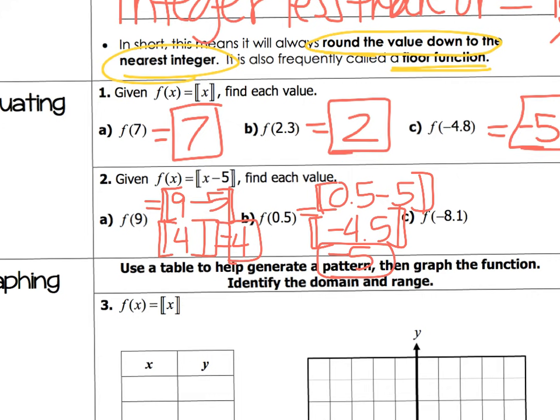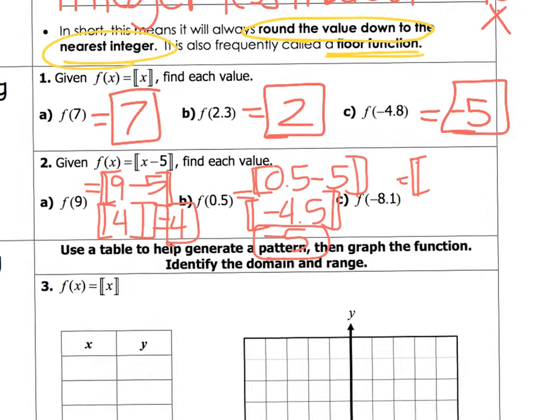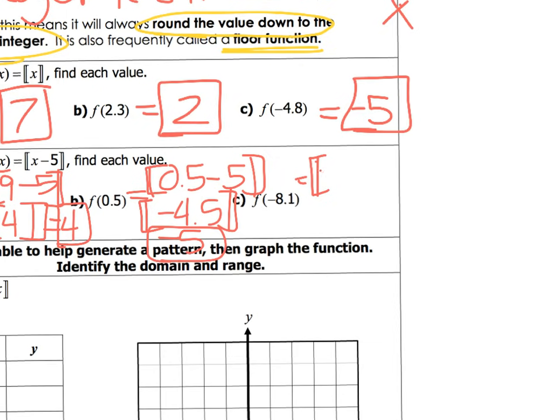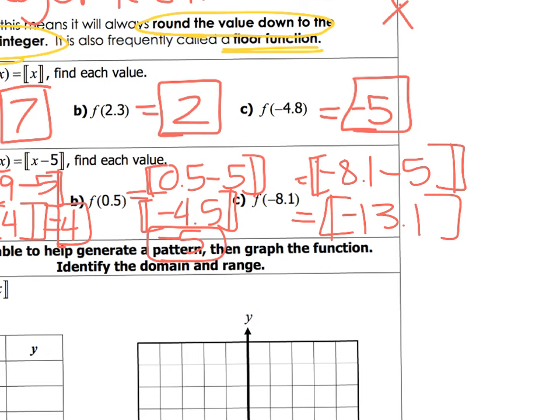Last but not least, for C, if we plugged in negative 8.1, let me move this over so we've got some more space here. Negative 8.1 minus 5 is going to give us negative 13.1. Rounding that down, right? So we always want to go down. So even if it's negative 13.1, rounding it to negative 13 would be rounding up, okay? So we want to round this down to negative 14. And that's our solution.